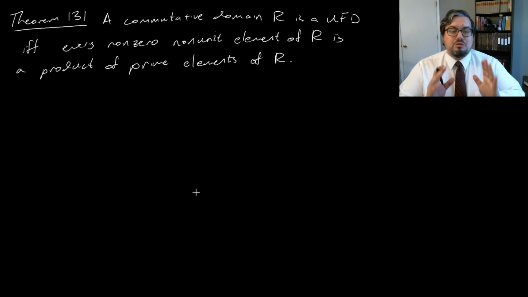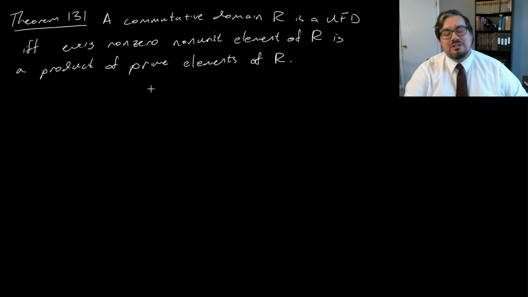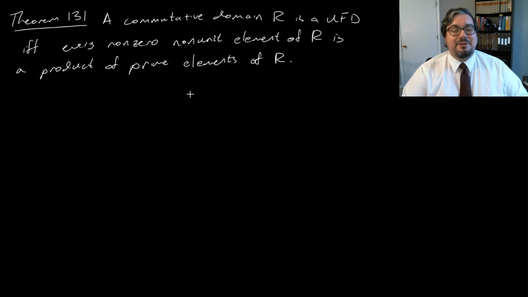Now, you'll notice that this definition doesn't require us to check any sort of uniqueness. The uniqueness will actually simply come from the prime condition on the elements that we're checking. So if you're looking at a ring and you can show that every non-zero, non-unit element can be written as a product of prime elements, you don't have to check any sort of uniqueness or anything. That ring is already a UFD by Theorem 131 here.